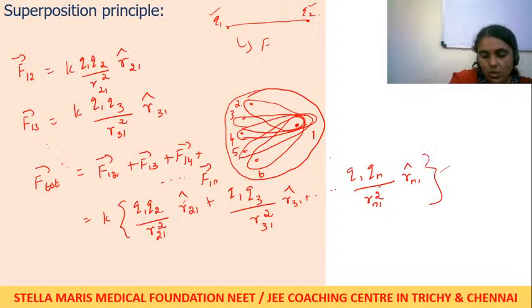Did you understand? So this is the superposition principle. If a number of charges are present in the system and we want to find the force in the whole system, we should use this formula. The superposition principle is used to solve the force between the n number of charges present in the system. Okay, have you all understood?